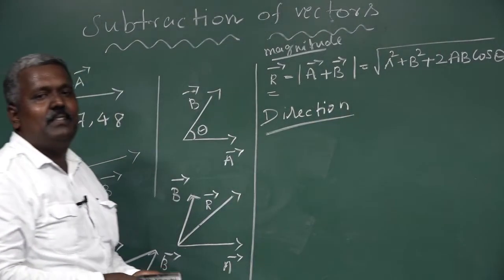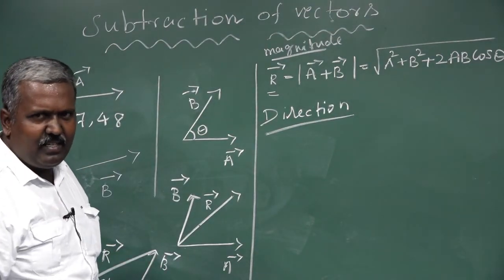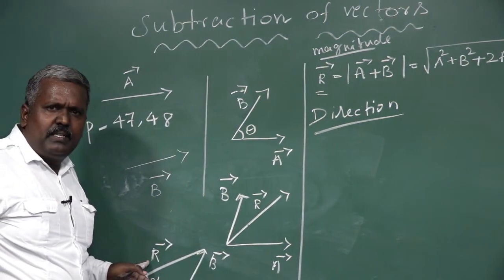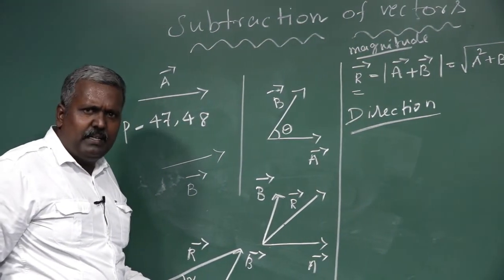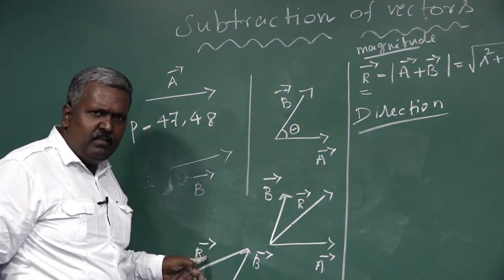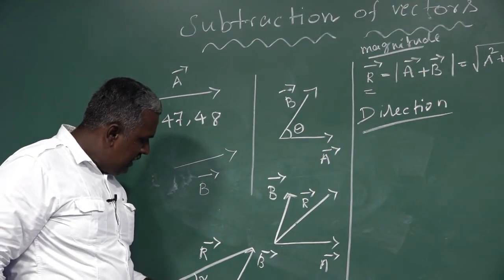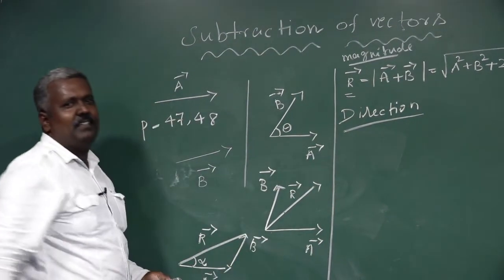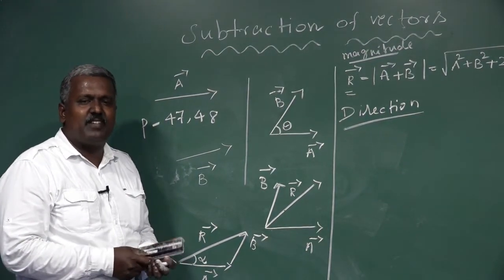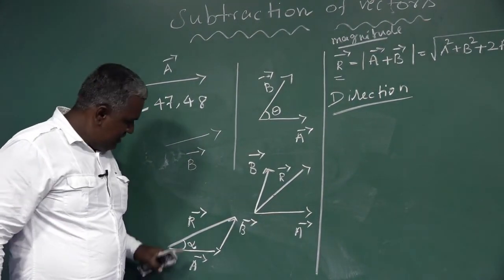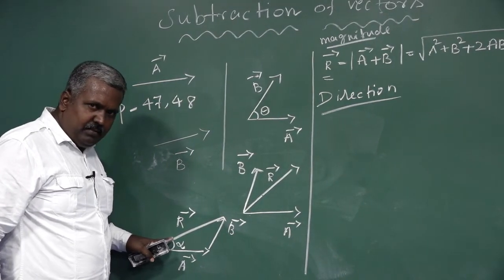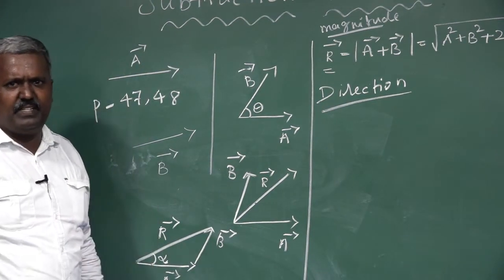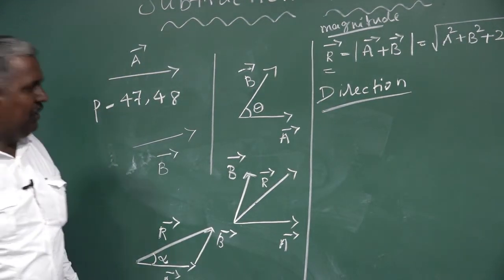Direction of resultant vector is alpha. Remember or not? This is the direction. The resultant vector of these two vectors, A vector and B vector, this line is making angle alpha with A vector. Clear? That is the direction of the resultant vector. The resultant vector makes angle alpha with A vector, not B vector, with A vector. Clear?